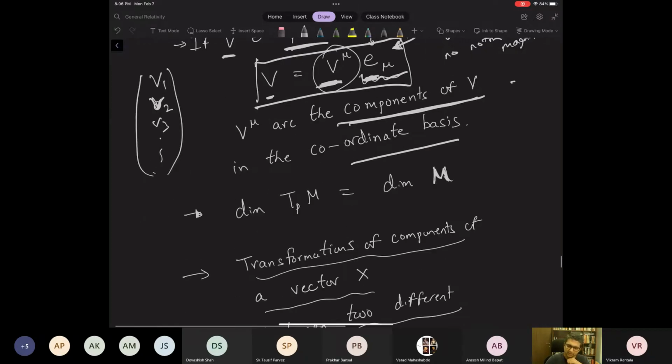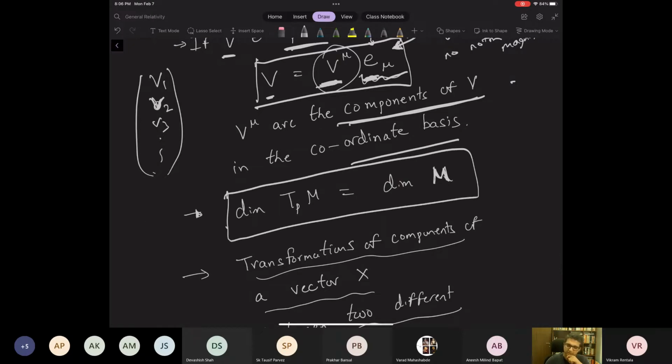And the dimension of the tangent space is equal to the dimension of the manifold, where the manifold is defined as a topological space which is homeomorphic to Rn. So the dimension of the manifold was n, and therefore the dimension of the tangent space is also going to be n. An n-dimensional tangent space for an n-dimensional manifold.